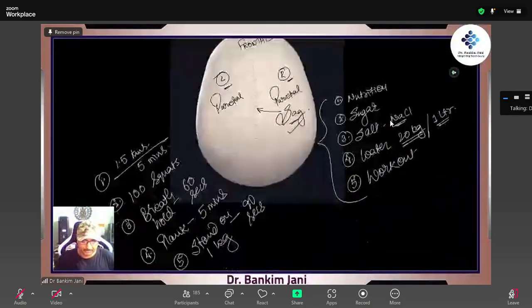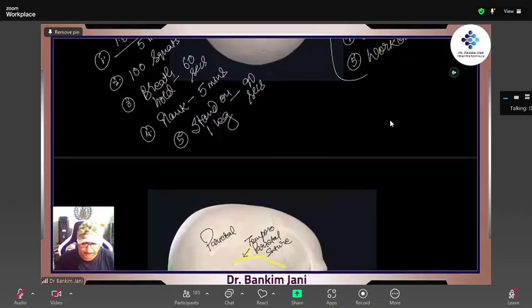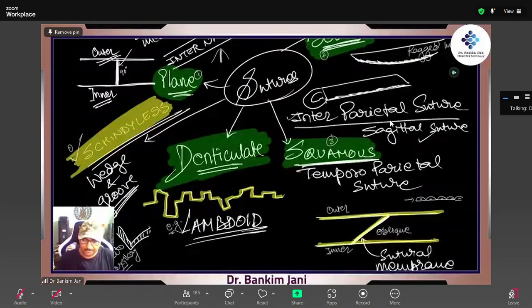So you got the idea: your haircut is temporoparietal. Let's see that. For that, we have to see the skull from the side. This is the ear, the external auditory meatus. This one is the temporal bone, and this one is the parietal bone. This particular line which is marked is the temporoparietal suture between temporal and parietal. Easy. So that is squamous, which means it is flat.